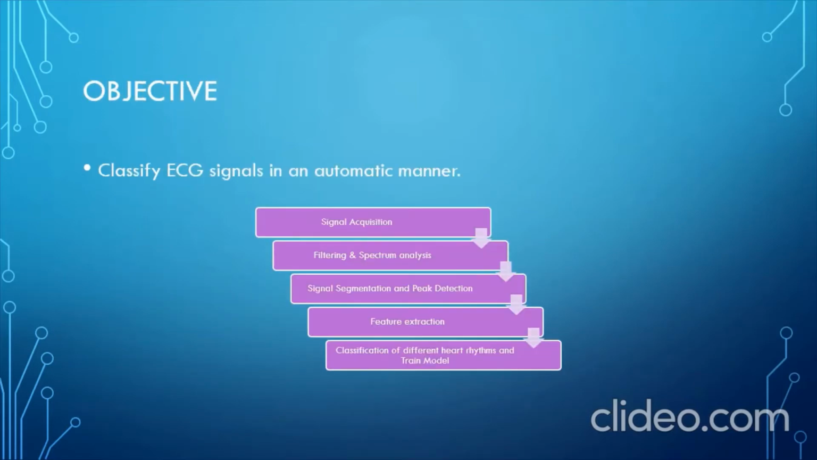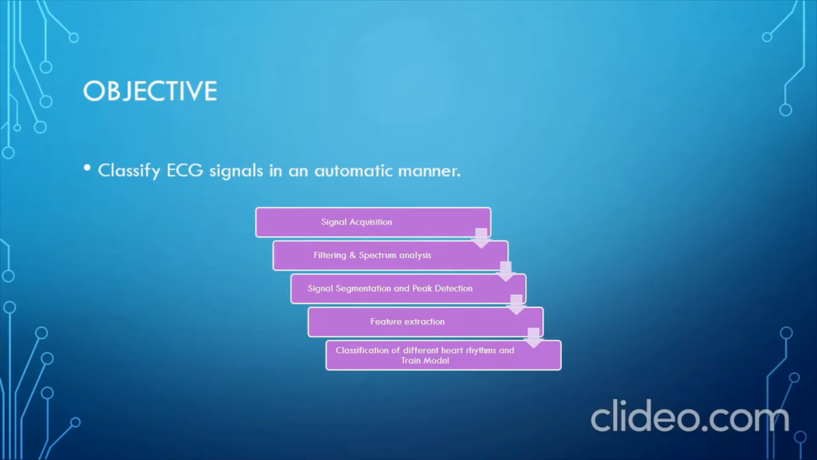The objective of this work is to classify ECG signals in a completely automatic manner by extracting features from several ECG signals with different types of arrhythmias and training the machine learning model with MATLAB to detect several types of arrhythmia. To achieve this, we go through the following steps that are detailed in this diagram.